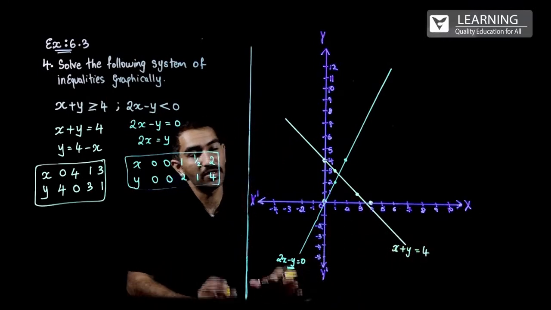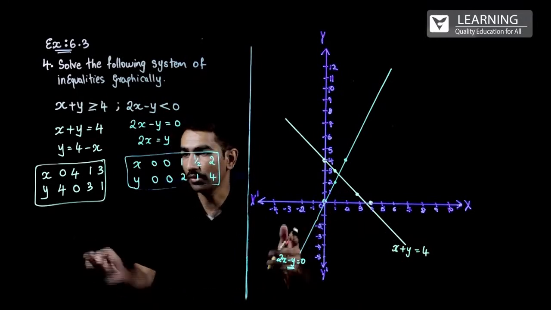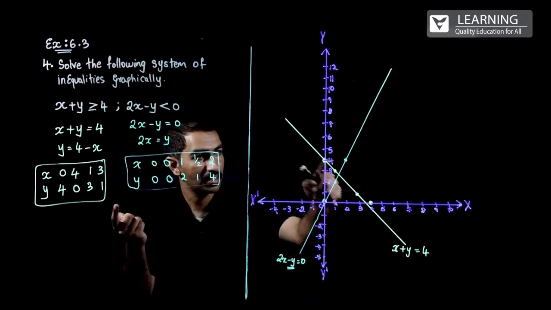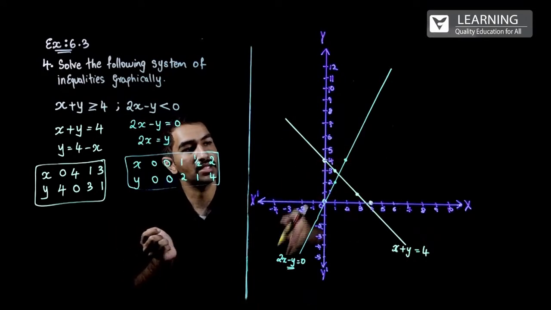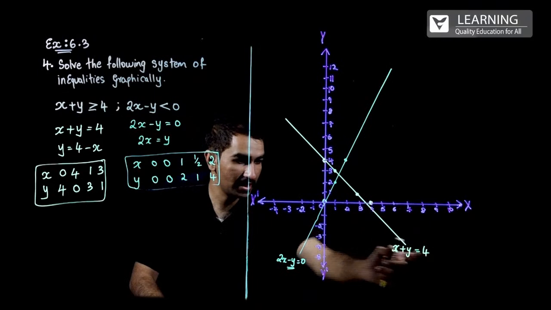So these are the two lines we have got. What did we find out first? We found out these points, so we plotted those points on the graph. Then we joined those points with a straight line. So this is one straight line and this is one straight line.